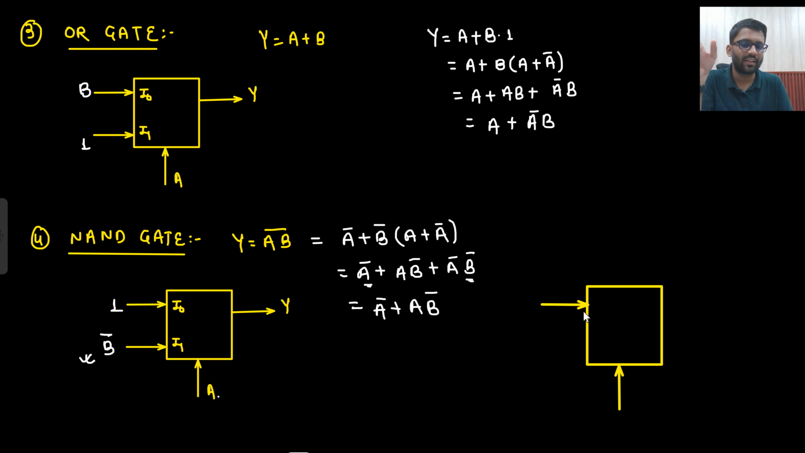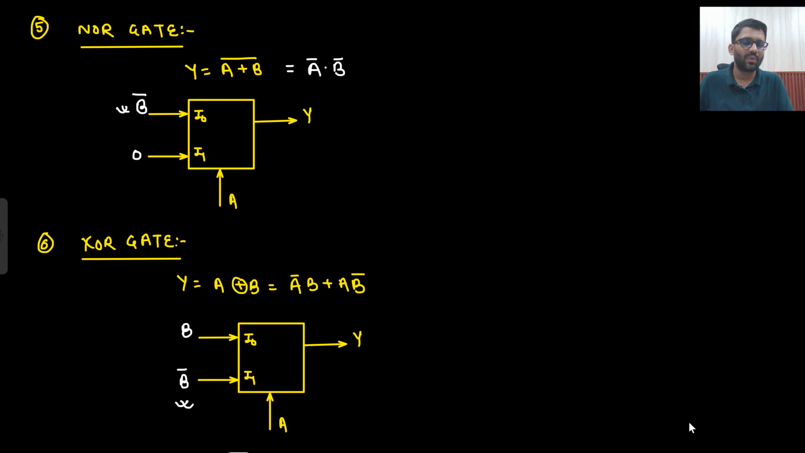How do you use MUX as an inverter? This is your I naught, this is your I1. So I naught should be 1 and I1 should be 0, and this is your B. What you will get from here? B bar. So you get this B bar and then you connect it here and this will work. Okay. The similar thing you can do here.